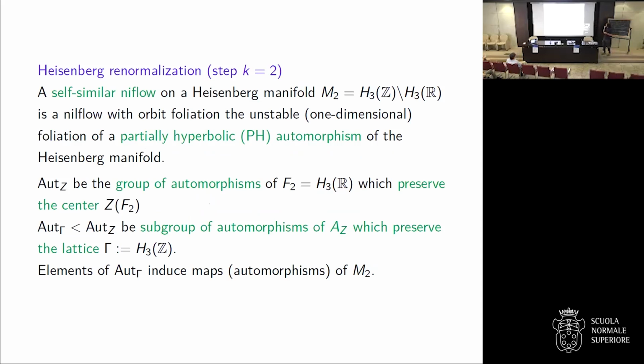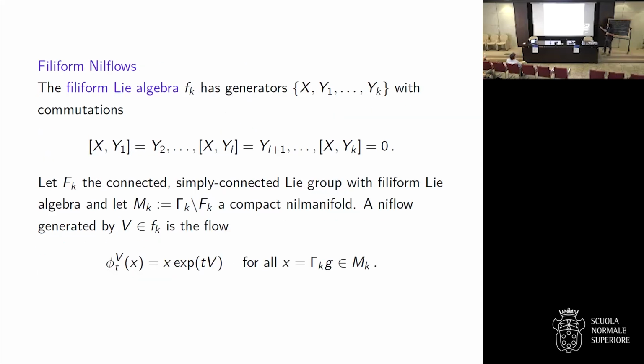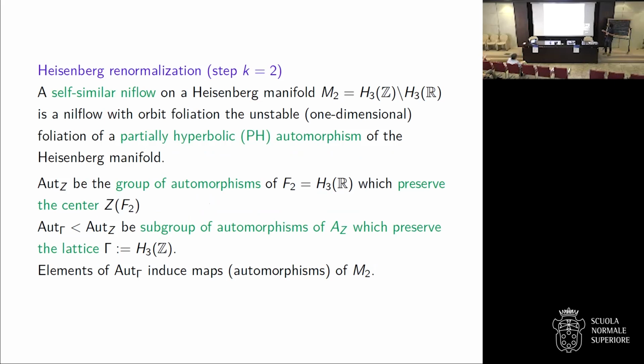So now, in the case k equal to 2, let me go back. You see that in the case k equal to 2, you only get [x, y1] equal to y2, and y2 is the center because [x, y2] is going to be 0. So you really get the usual commutators of the Heisenberg structure, and then we can begin on the Heisenberg structure with self-similar nilflows.